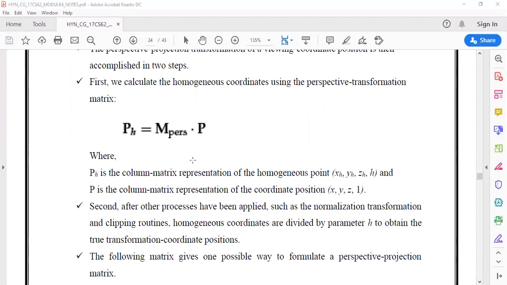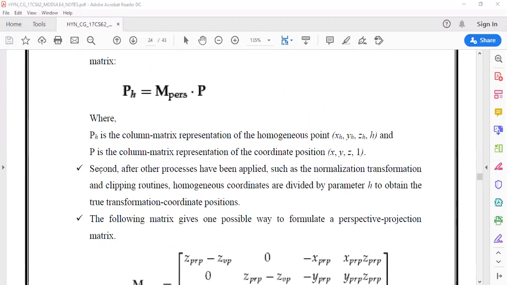Once we get the homogeneous coordinates, the second step is to apply the normalization transformation and the clipping routines, so that the homogeneous coordinates are divided by the parameter h in order to obtain the true transformation coordinate position. We normalize and clip, and then divide the homogeneous coordinates by the parameter h, because that is the original parameter we took. If I divide everything by h, I get my true transformation coordinates. Yes or no? xh by h gives me x dash, or xp.